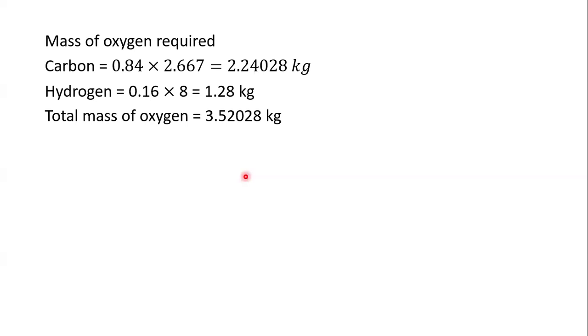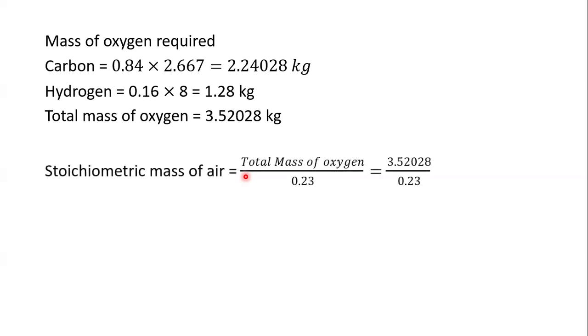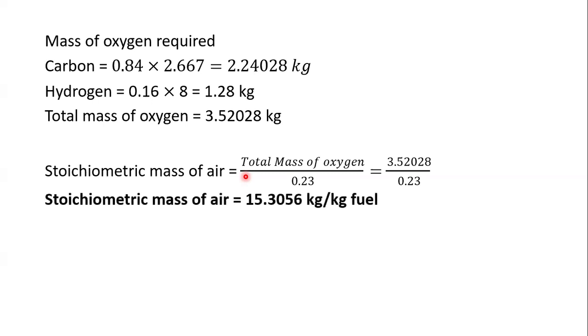3.52028 kg. How do we get the total mass of air? We do the same. Total mass of oxygen divided by 0.23. So 3.52028 divided by 0.23, what I get is 15.3056. This gives us the amount of air we need per unit mass of this fuel. If the question was asking for the air-fuel ratio, we can say 15.3056 to 1. That is air-fuel ratio. So that's how we do this.